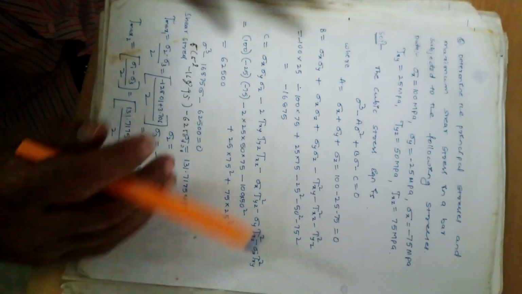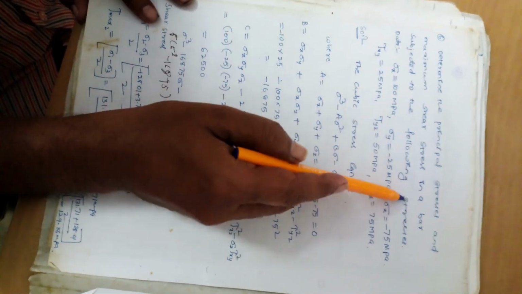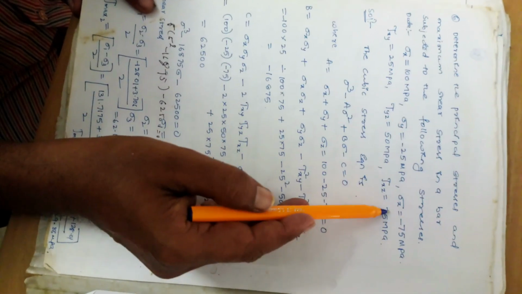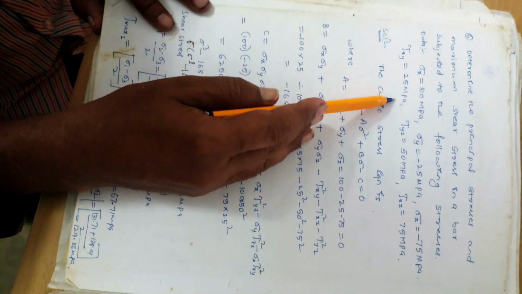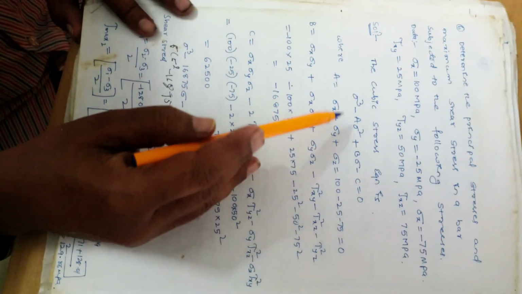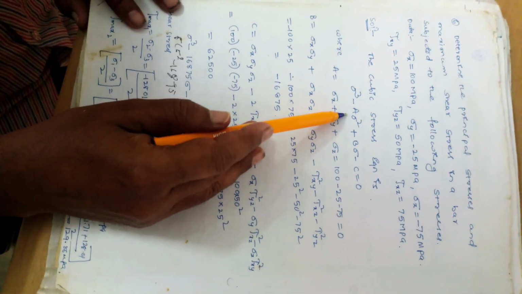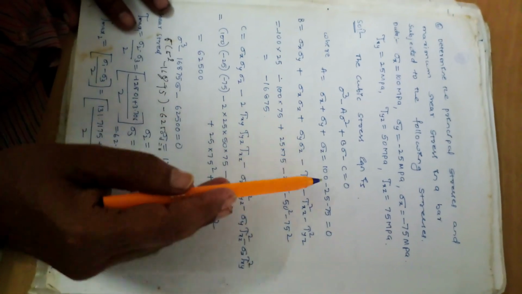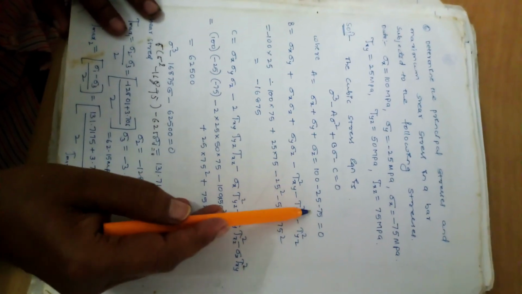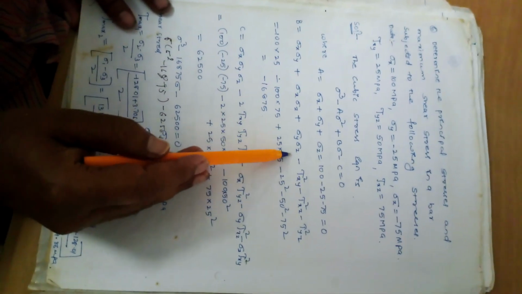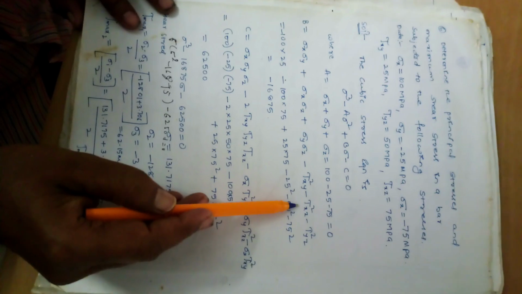So now the last problem is: determine the principal stresses and the maximum shear stresses in a bar subject to the following stresses. He has given sigma x 100 megapascal, sigma y minus 25 megapascal, sigma z equal to minus 75 megapascal, tau xy 25 megapascal, tau yz equal to 50 megapascal, tau xz equal to 75 megapascal. You can use the cubic equation here, sigma cube minus a sigma square plus b sigma minus c equal to 0. So a will be given by sigma x plus sigma y plus sigma z, that is 100 minus 25 minus 75, this will become 0. So b is given by sigma x sigma y plus sigma y sigma z plus sigma x sigma z minus tau square xy minus tau square xz minus tau square yz.